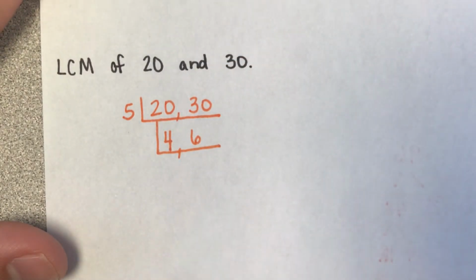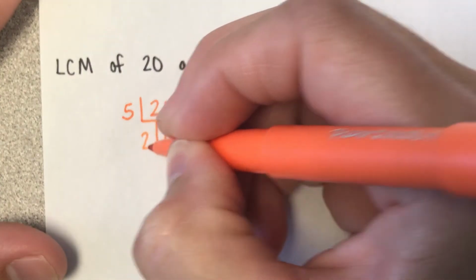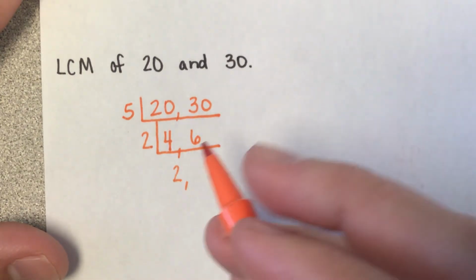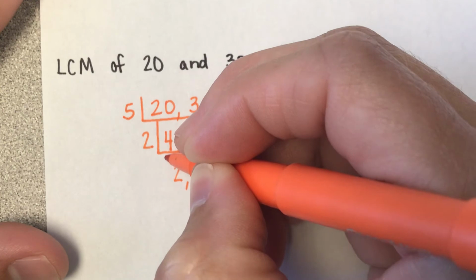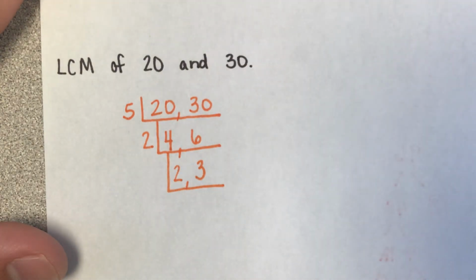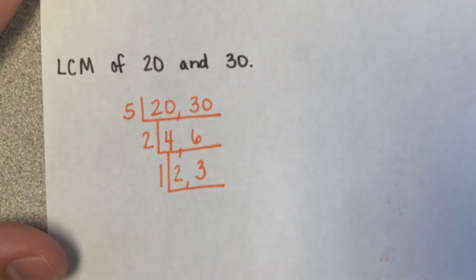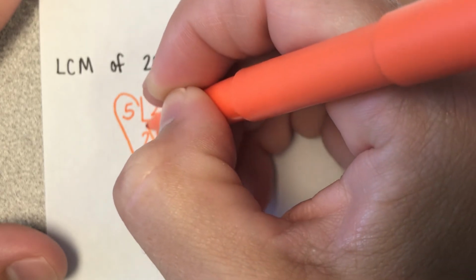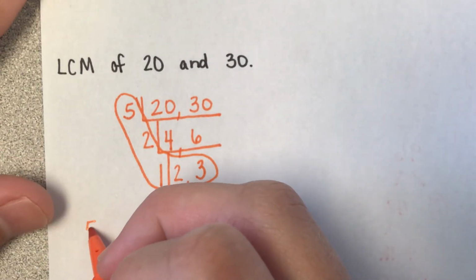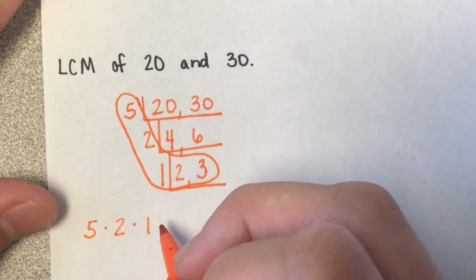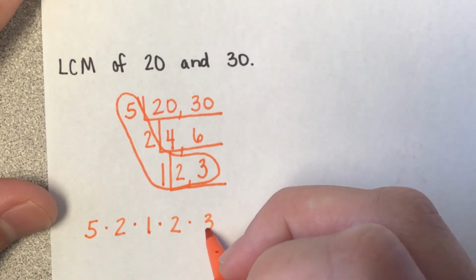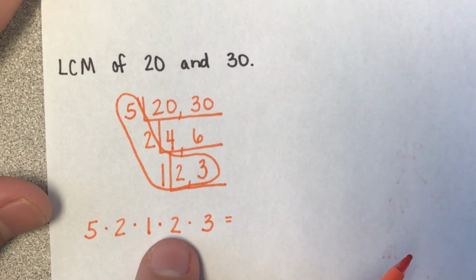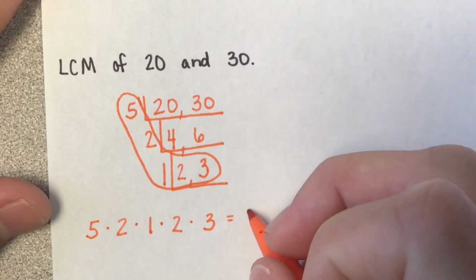Okay, what goes into 4 and 6? The only thing that goes into both of them is 2. 4 divided by 2 is 2, and 6 divided by 2 is 3. What goes into both of those? That would be 1. Remember, you're doing least common multiple, so you do the side and the bottom and multiply them. So 5, 2, 1, 2, 3. 5 times 2 is 10. 10 times 1 is 10. 10 times 2 is 20. 20 times 3 is 60.